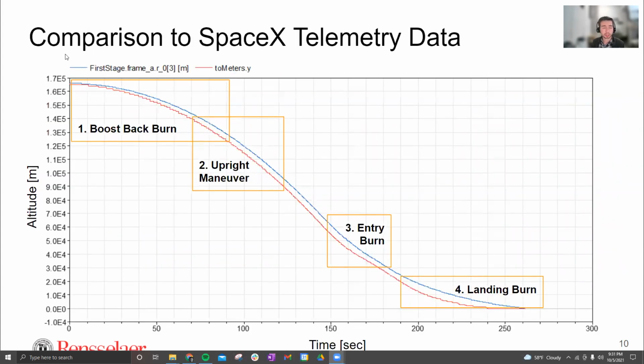Then we'll compare the simulation results to actual SpaceX telemetry data. The SpaceX data is shown in red here, and this Modelica model simulation is shown in blue. You can see it pretty nearly tracks all the way down to the landing burn, with a little bit of offset there. You can see it overlaid with the different engine burns in the different flight phases over top: the boostback burn, the upright maneuver, the entry burn, which you can see slowing down the rocket here, and the landing burn. On the y-axis here, we have the altitude of the rocket, and on the x-axis, we have time.